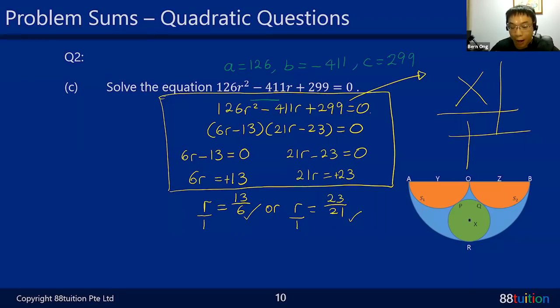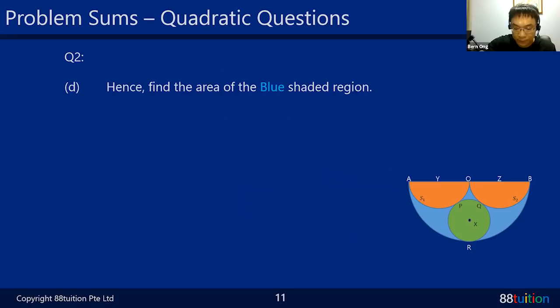Okay, so down here, your R is equal to 13 over 6 and 23 over 21. So you got two answers. Both answers are your solution. You have to present both answers. You cannot do any rejection. Do not reject anything. Then you go on to the next part of the question.